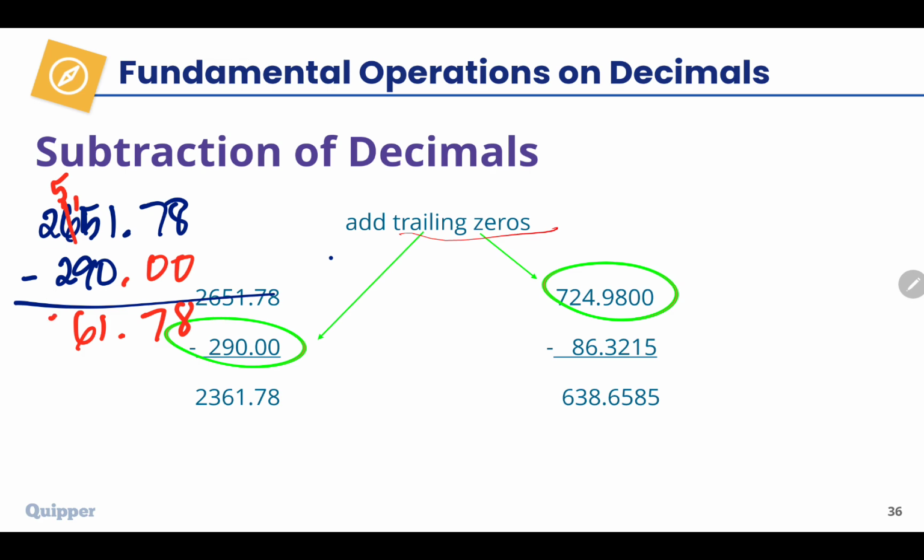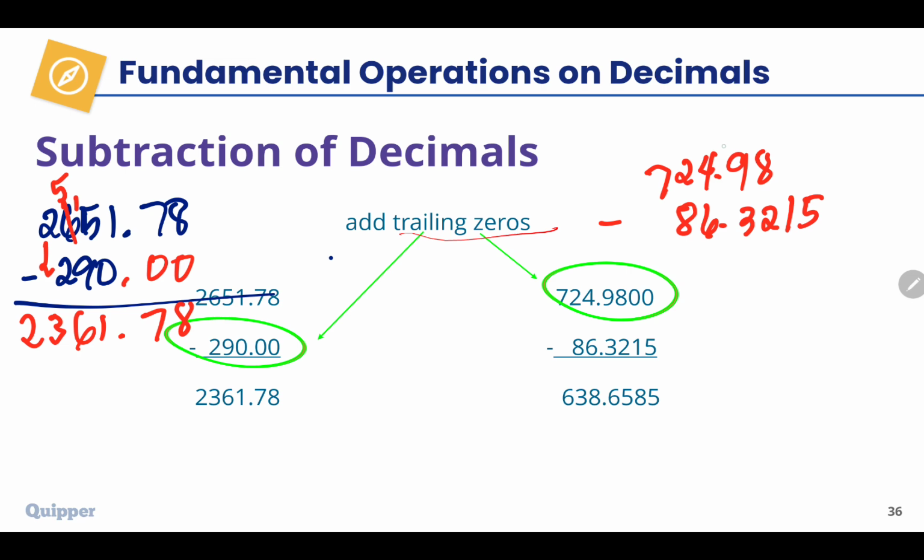And 5 minus 2, that is 3. And since wala naman tayo susubtract kay 2, bring down na lang si 2. So, the difference is 2,361.78. So, another one we have here, 724.98 minus 86.3215.